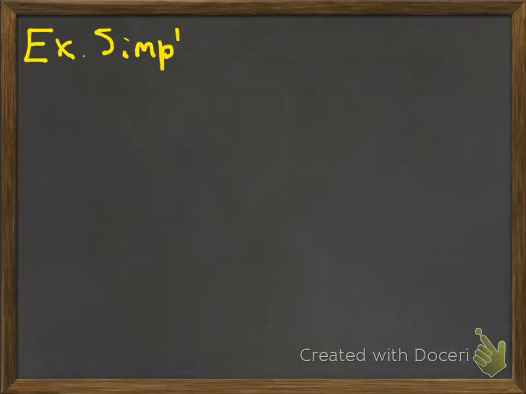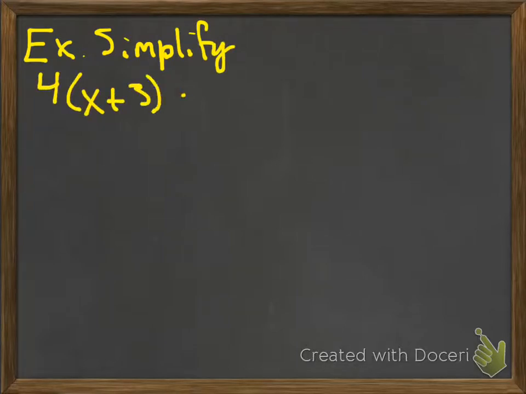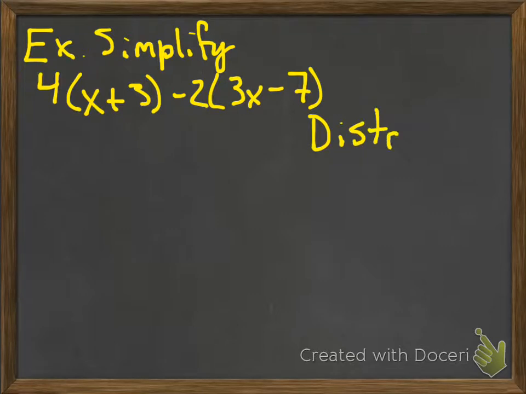Then you can be working on the assignments, so hopefully this won't take too long. Okay, so we have here 4 times the quantity x plus 3, minus 2 times the quantity 3x minus 7. What's the first thing you're going to do? Well, the first thing you're going to do is distribute. So you're going to say 4 times x is 4x. 4 times 3 is 12.